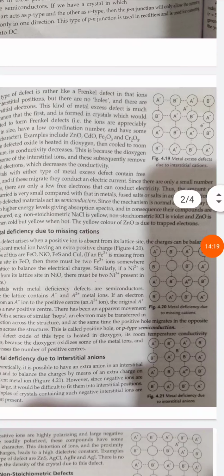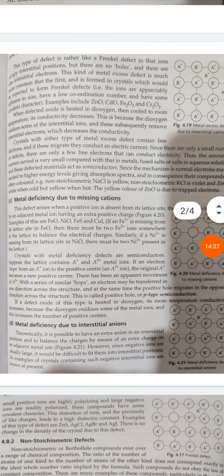If a defect oxide of this type is heated in dioxygen, its room temperature conductivity increases because the dioxygen oxidizes some of the metal ions, and this increases the number of positive centers.